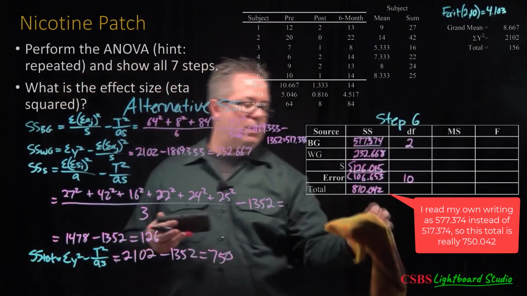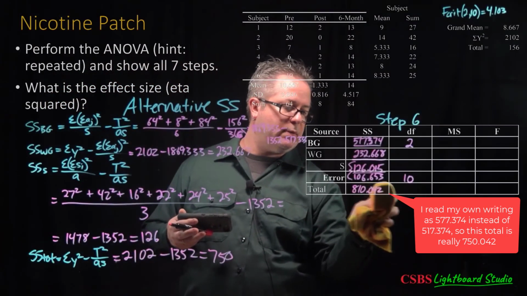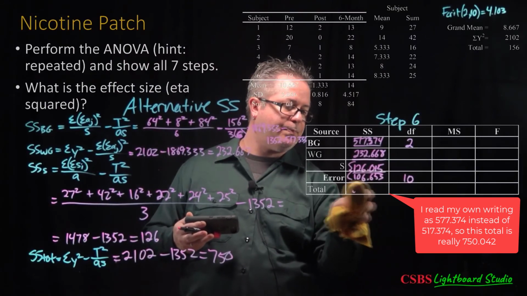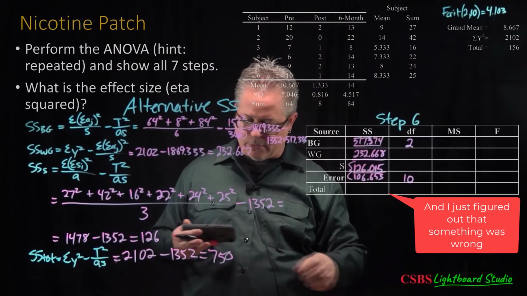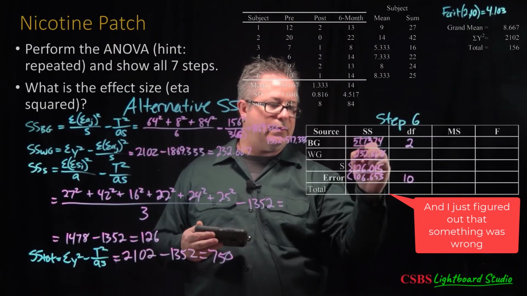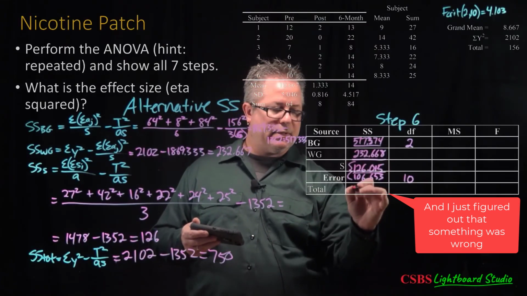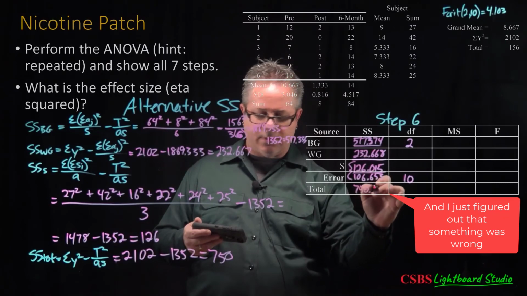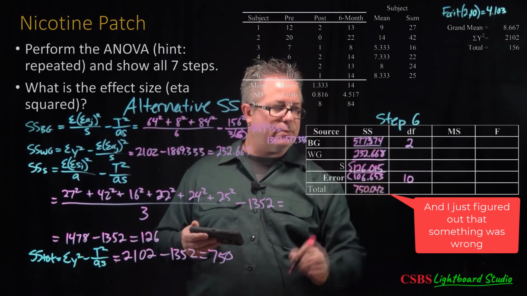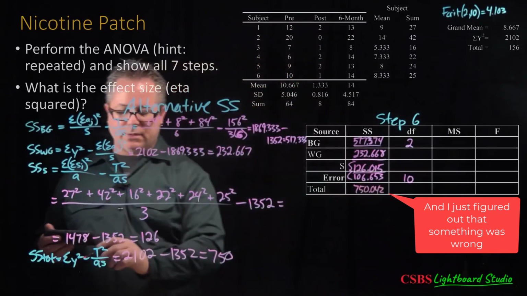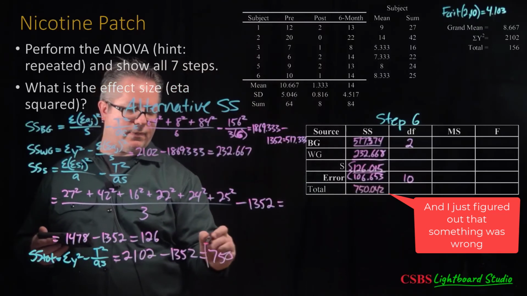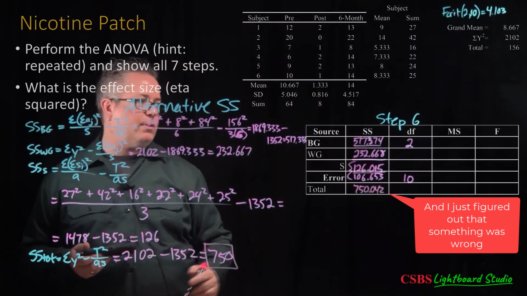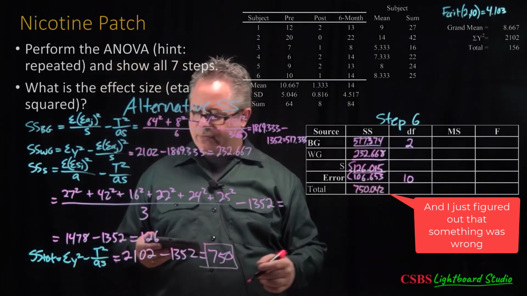This total, it's a good thing we're checking here. This is not the total. I wrote something in there incorrectly. So if I just add these two together, I get 750.042. Doing it this way, I get 750 instead. So it's a little bit off, but they're super close.